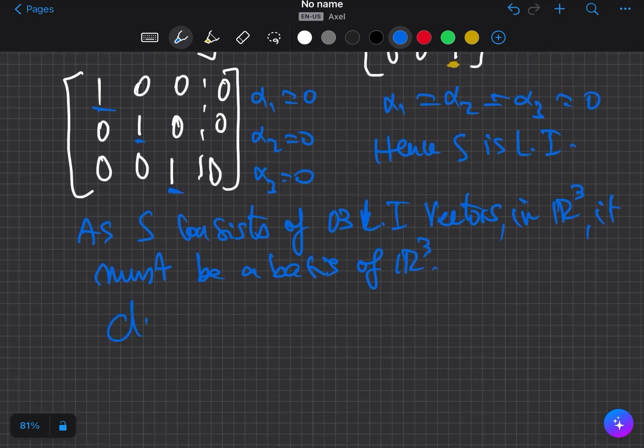So what's the dimension therefore of S? The dimension of S is 3, because we define the dimension as the number of elements in a basis.